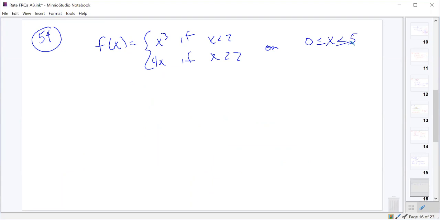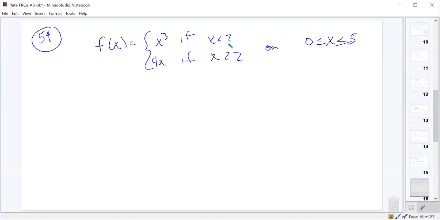First thing it says is it's undefined because f isn't differentiable. Well, you can still find the average value of a function if it's not differentiable. It just has to be continuous. So choice E doesn't make any sense. Now, if that said undefined because f is not continuous, you need to check to make sure this is continuous. And in fact, you should probably check anyway. But 2 cubed is 8, and 4 times 2 is 8, so it's continuous at 2. So it's continuous everywhere on 0 to 5 because it's continuous at the breaking point, and it's x cubed and 4x, which are always continuous.